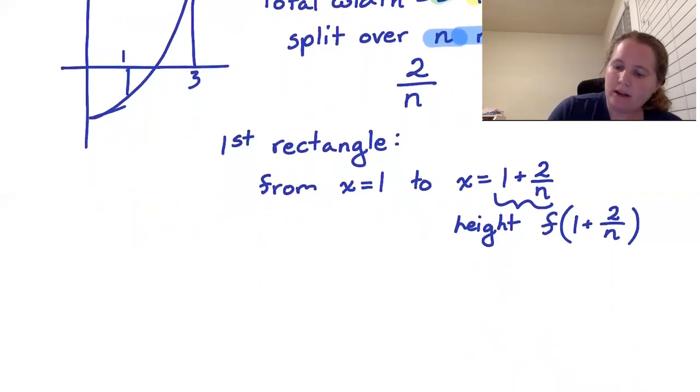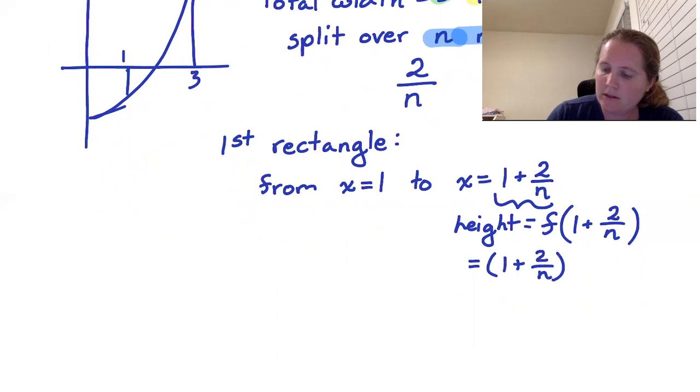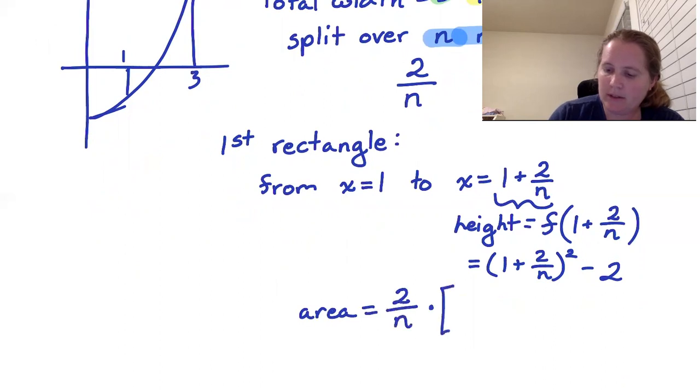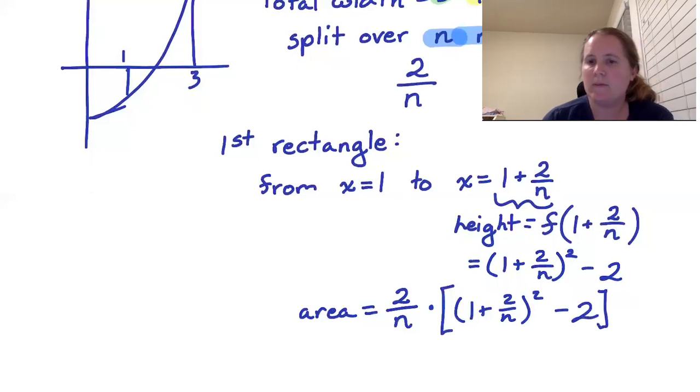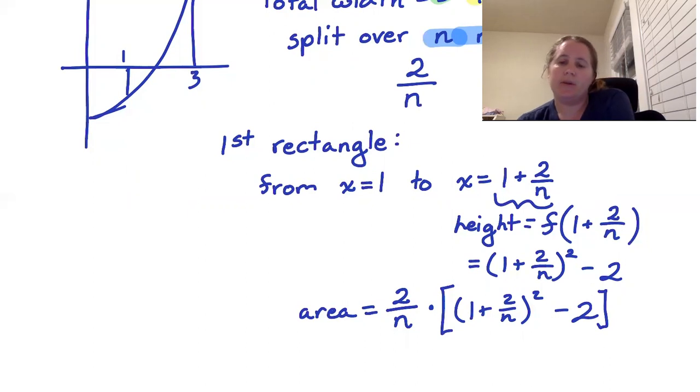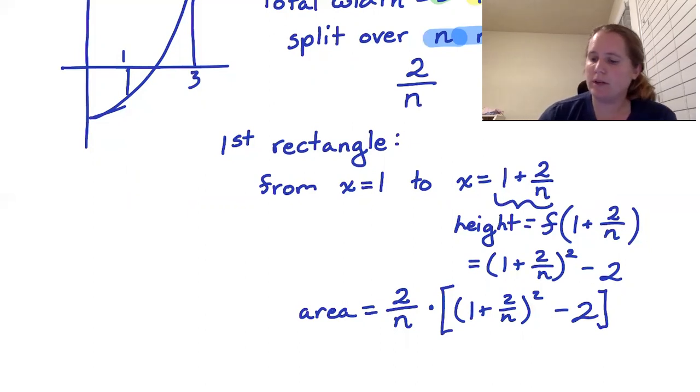So we have our height of the rectangle is f of 1 plus 2 over n, which in this case would be 1 plus 2 over n squared and then minus 2. And the width is 2 over n, so the area would be a width of 2 over n times our 1 plus 2 over n squared minus 2. So this should look similar to what we did in the previous lecture video. But again, we're using that right side, so we're starting with a 1 plus 2 over n.